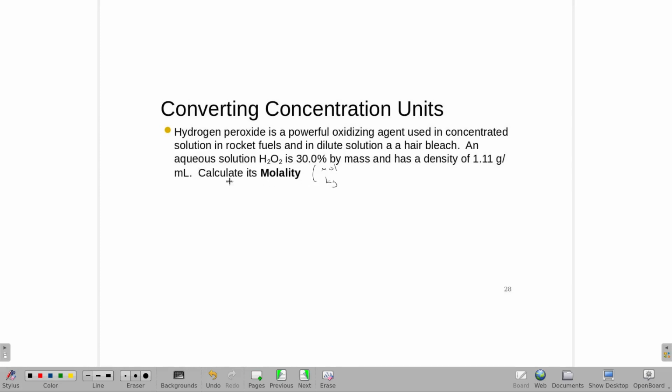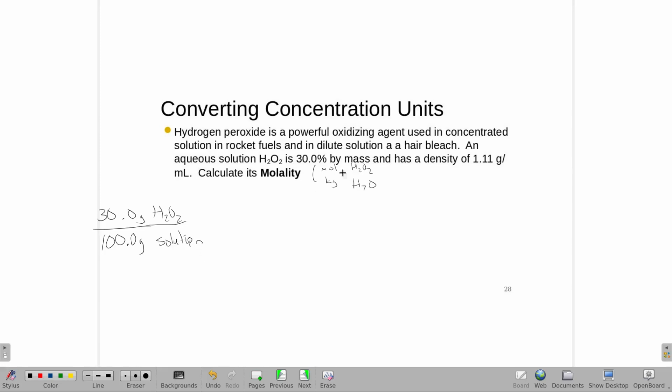Well, it says calculate its molality of an aqueous solution of H2O2. It's defining the H2O2 as the solute. So we're going to want moles of H2O2. And on the bottom, we want kilograms of water. Alright, so let's just turn that percent into something more useful and say that's 30 grams to 100 grams. Because that's what a percent means. And since we're doing that, that defines this as the solute. So that's 30 grams of hydrogen peroxide. On the bottom, it's not 100 grams of water, it's 100 grams of solution.